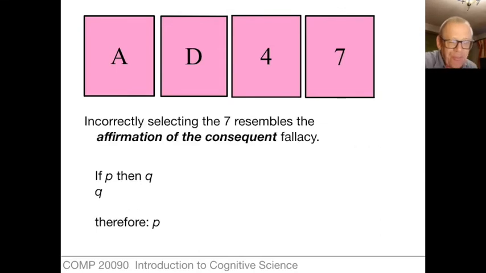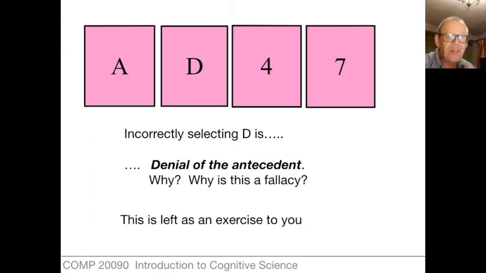The 7 corresponds to affirmation of the consequent. So if there's a vowel, then there's an odd number, and here there's an odd number. But that doesn't tell us anything about what's on the other side of the card. Affirmation of the consequent would deduce something wrongly. And for the same reason, D corresponds to denial of the antecedent. And I'm going to leave that one as an exercise to you.